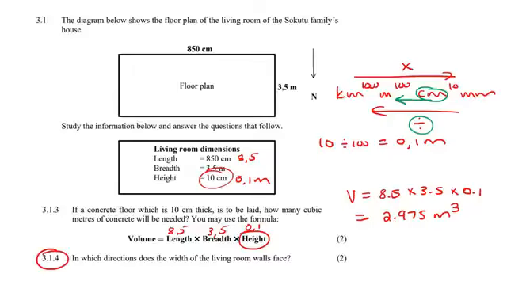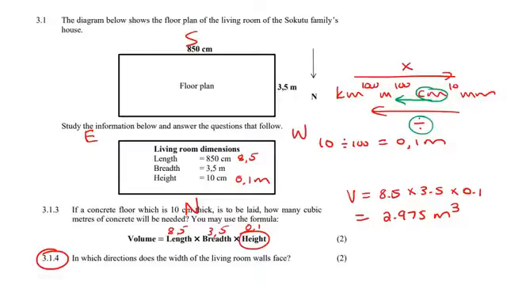Okay, last question. In which direction does the width of the living room walls face? Now, be careful. Don't just assume the top is always north. Here they've actually done it like this. So this is actually north. This is south. That means this is west and this is east. Okay, you might have to just think about that.